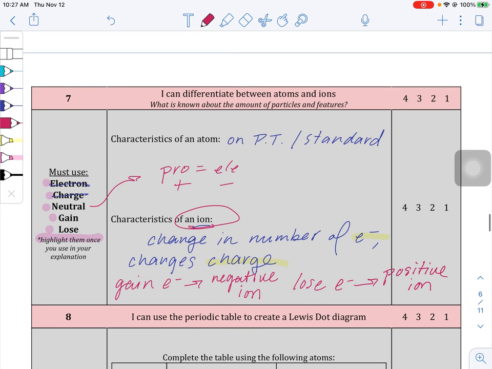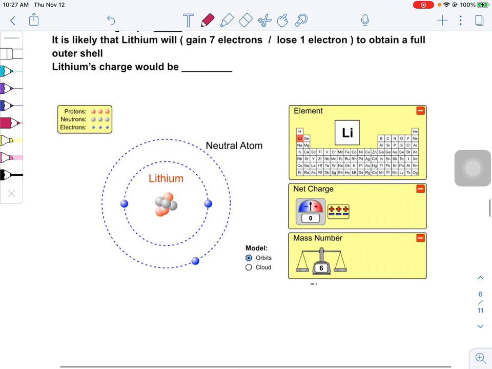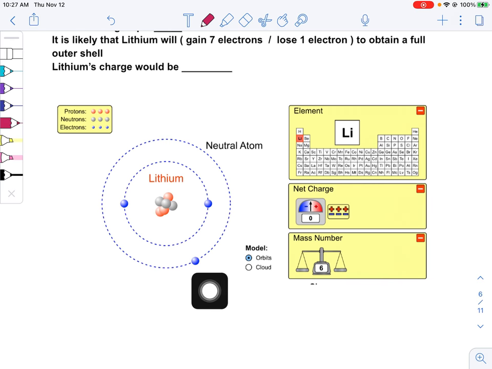And so that was seen in our interactive that we did, right? When we set up atoms, we could change the charge by adding or removing those particles, protons and neutrons. So here we have lithium with that one outer shell and one outside electron. We know this electron will get lost eventually.